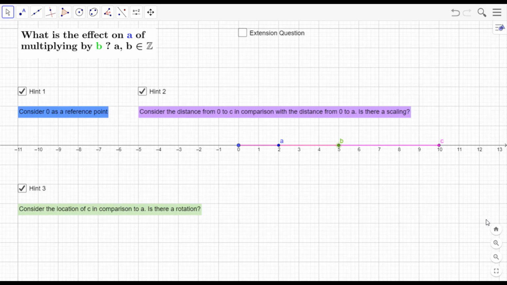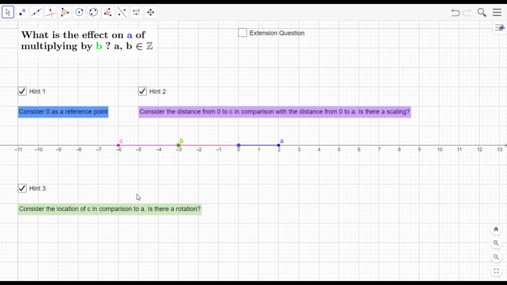Students should also consider an example where b is negative. For example, what is the effect on 2 of multiplying by minus 3? 2 is scaled by a factor of 3, but this time the product is located to the left. A student should conclude that there is a rotation and that this rotation is 180 degrees.